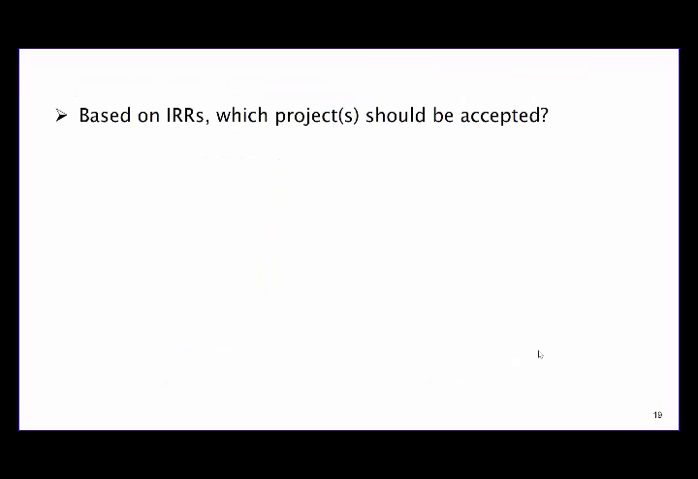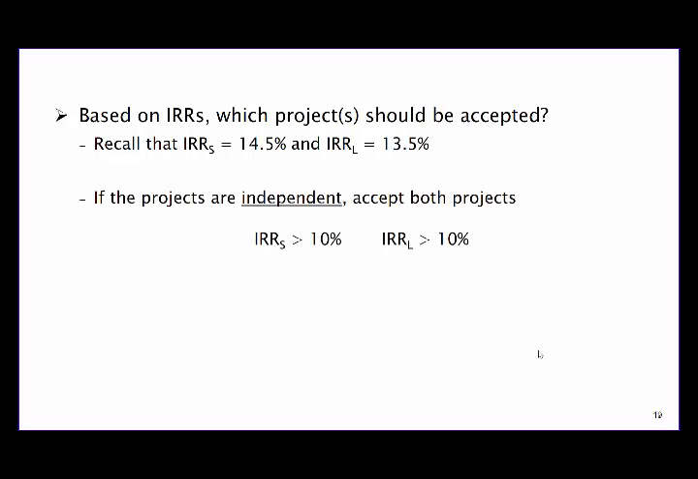Okay, based on the IRRs now, which project or projects should be accepted? Let's recall that the IRR for Project S was 14.5%, and the IRR for Project L was 13.5%. Well, if the projects are independent, we should accept both projects. You would compare the IRR for each project to the project cost of capital, which was 10%. Project S, with an IRR of 14.5%, is higher than 10%, and L, with its IRR of 13.5%, exceeds the cost of capital of 10%.